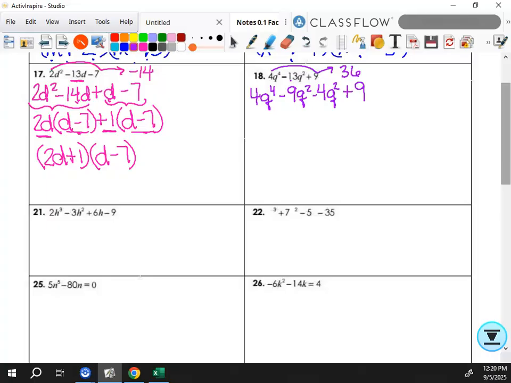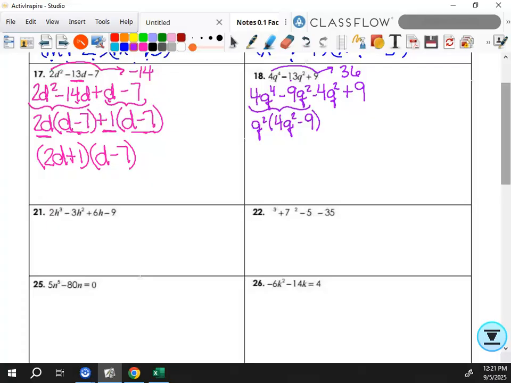All right. So now we group. Out of these first two, what can I factor out? Q squared. Good. Q squared, that leaves me with 4q squared minus 9. Then what can I factor out of the next two?